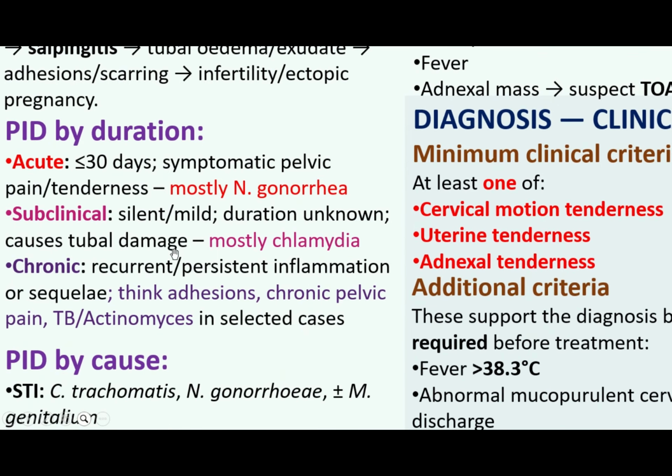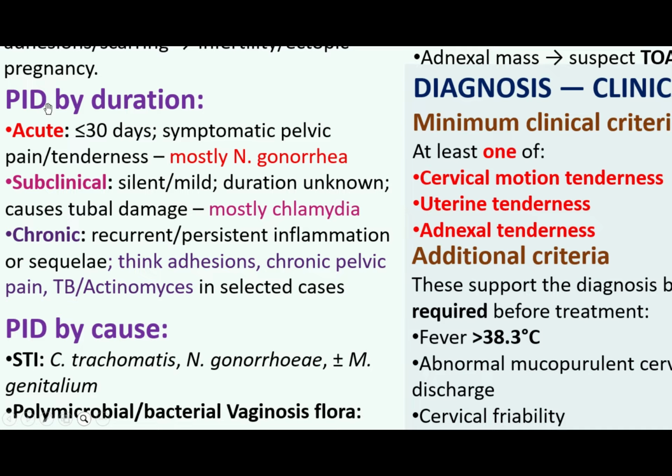We can classify pelvic inflammatory disease by duration. We can have the acute, that is less than 30 days, and the acute is going to be symptomatic with pelvic pain or tenderness. This is mostly going to be caused by gonorrhoeae. It progresses very fast, and most of the time the gonorrhoeae is going to lead to formation of an abscess.